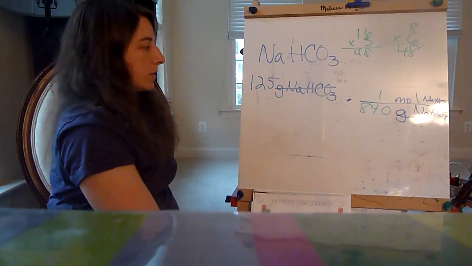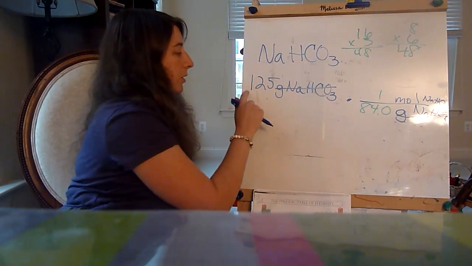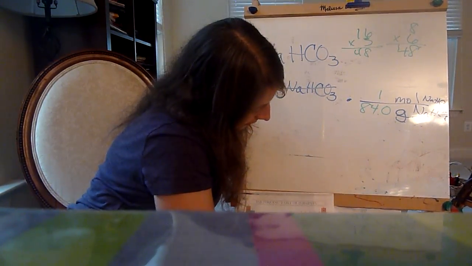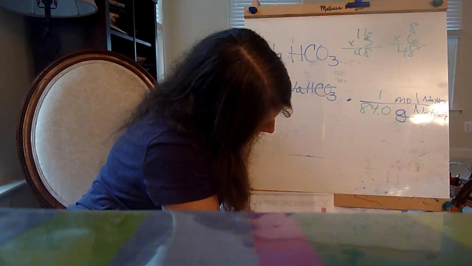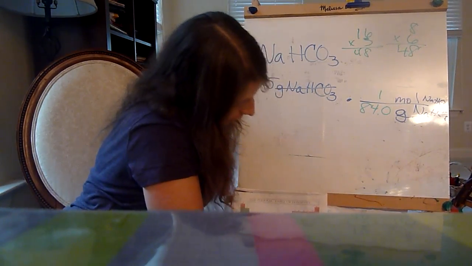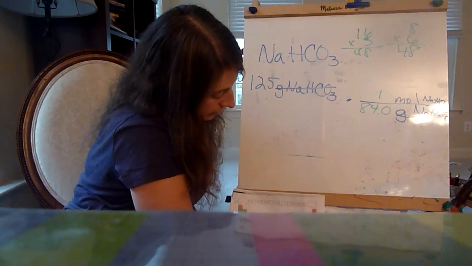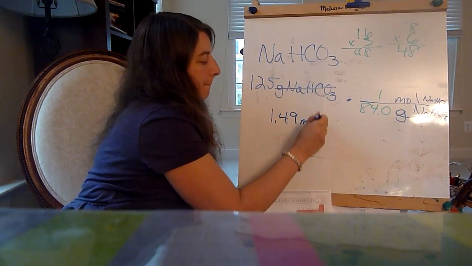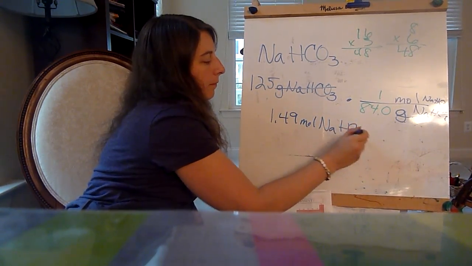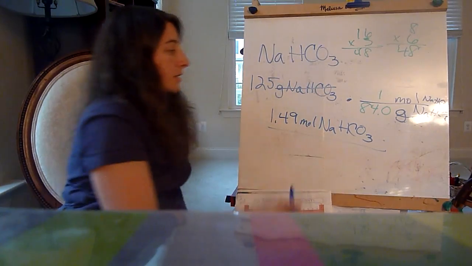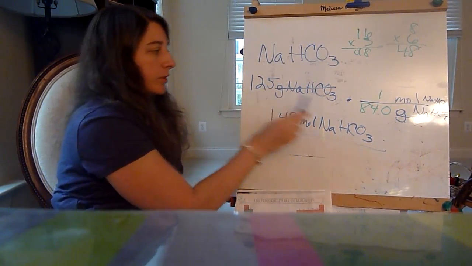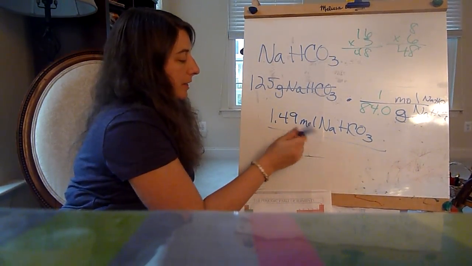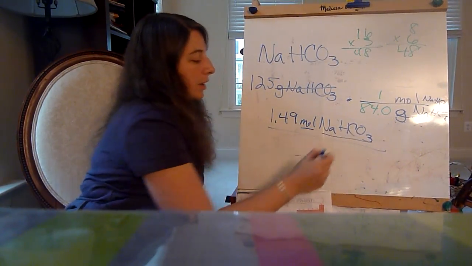I end up with moles of sodium hydrogen carbonate. Type into my calculator 125 divided by 84.0, and I get 1.49 moles of sodium hydrogen carbonate. Make sure, again, I have 3 significant figures here, 3 here, so I'm going to keep 3 significant figures here. I tell what my unit is, and then I tell what chemical I'm using.